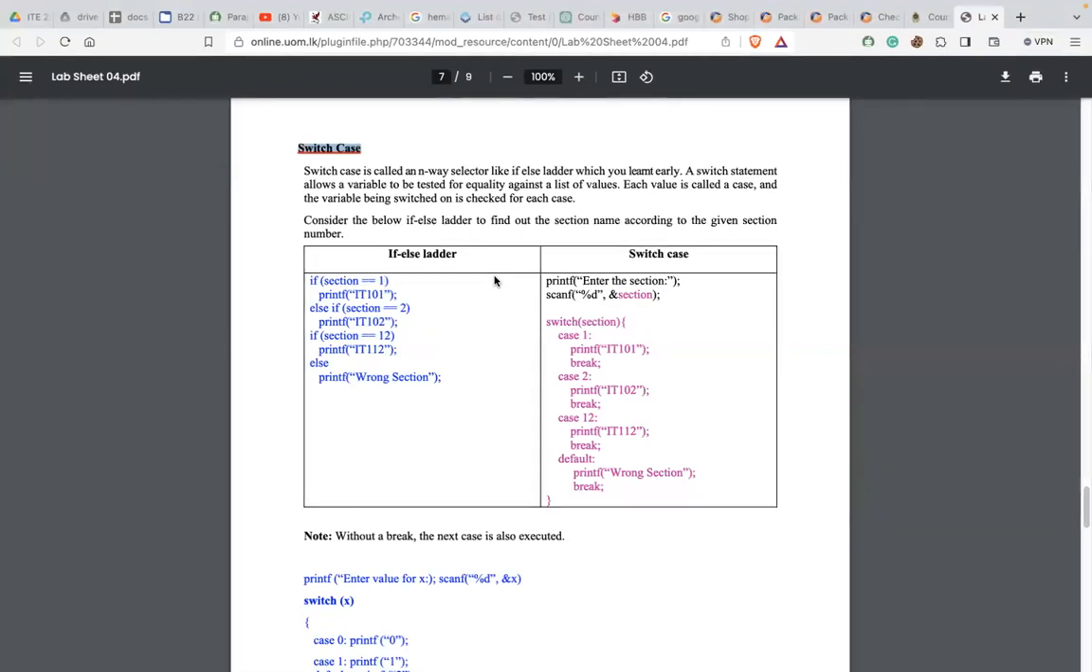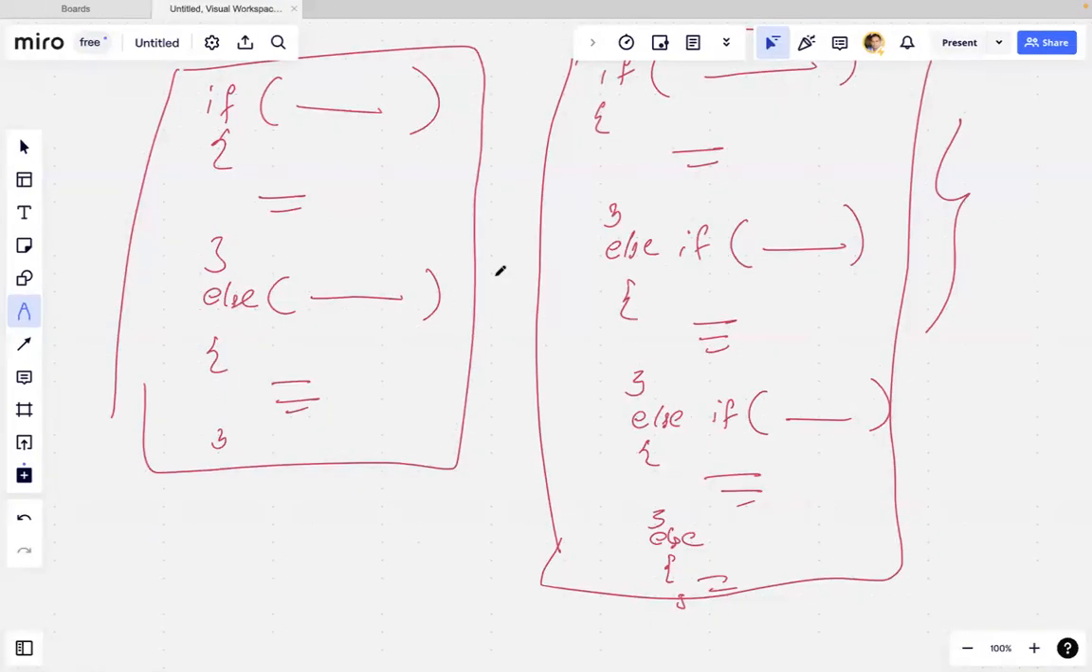Okay, so now we are going to see how to write a switch case, but remember that it is very important, there are some limitations available. Okay, what are those limitations?